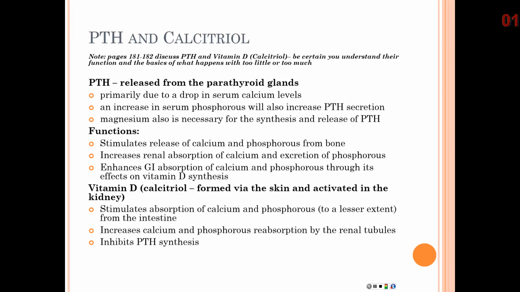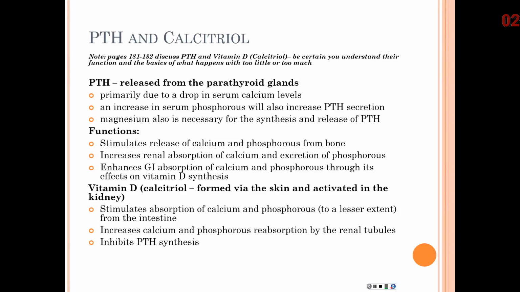Now, calcitriol is not the same as calcitonin. You may recall from A&P 2, calcitonin was made by the parafollicular or C cells of the thyroid gland, and they have the opposite effect of PTH. However, PTH is our primary regulator and the one we focus on most significantly. It is released when serum calcium levels drop low. An increase in serum phosphorus levels will also increase PTH secretion. So we're going to look at the phosphorus and then also see how magnesium figures in here as well.